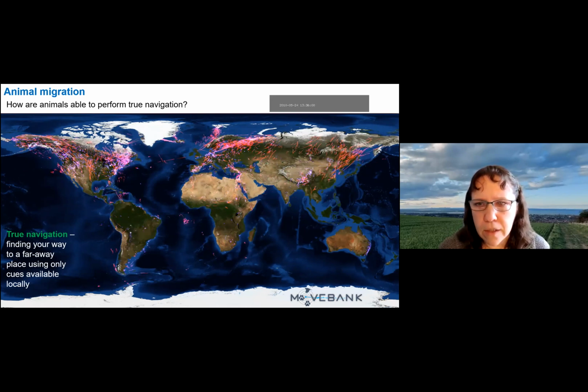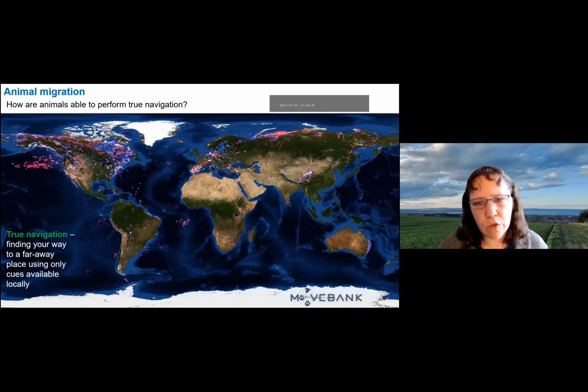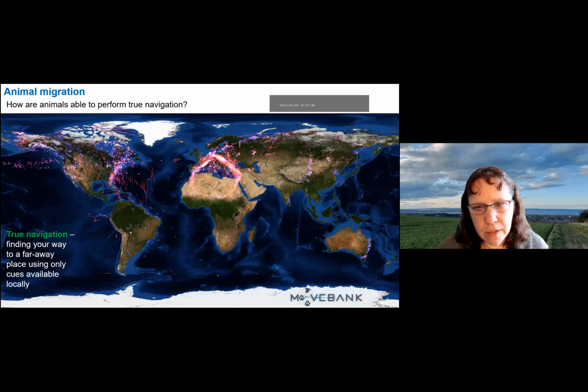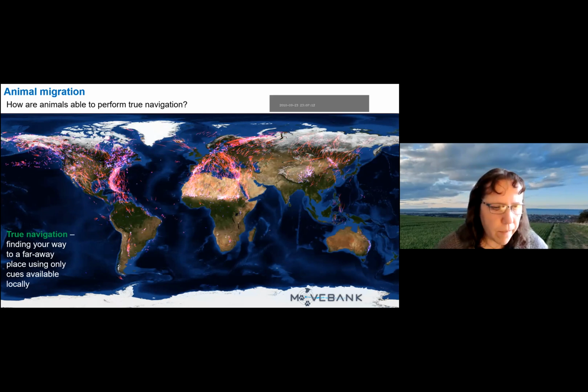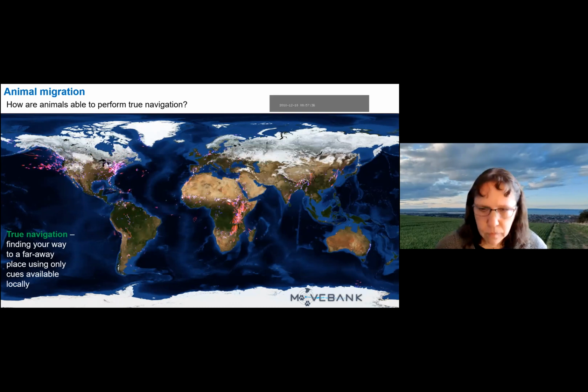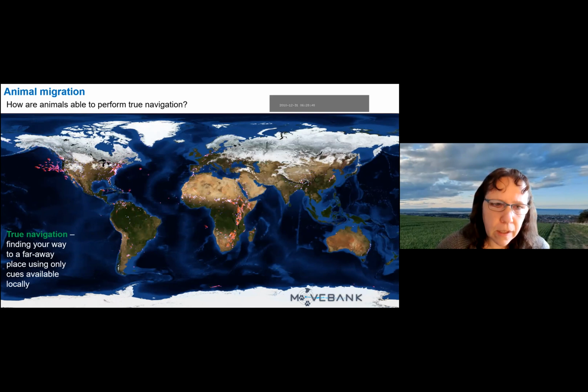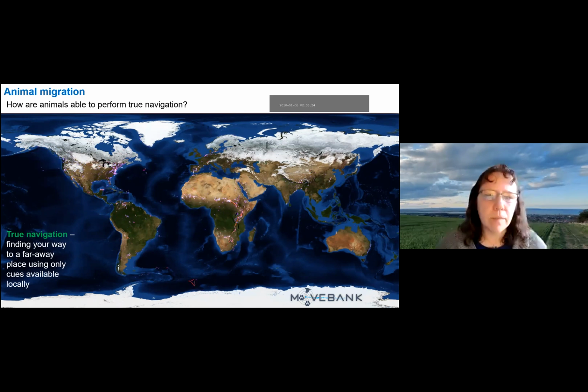And if you look at these tracks, most of them are dead straight, right? So they just know where they have to go. So basically what they're doing is something called true navigation, which means that they find their way to a faraway place using just local cues, because if they are in Germany, they cannot sense the things down in Africa, but they are still able to just take a straight line, go down, get where they want to be. Or look at these guys going across the Indian Ocean. So how are they able to do that? This is something that animal ecologists are studying, and it's something that's not really easy to study. But for this kind of navigation, what has to happen if you consider this as a process? Well, there are two things.